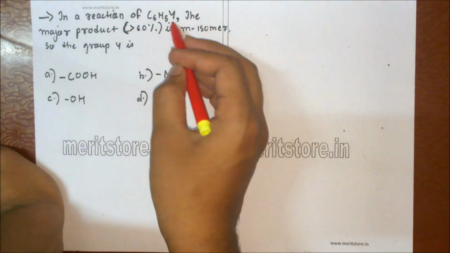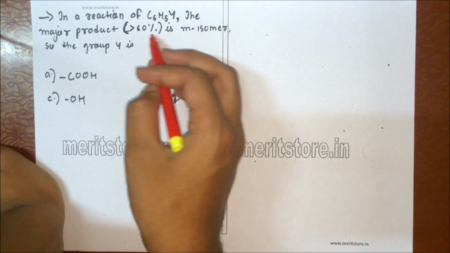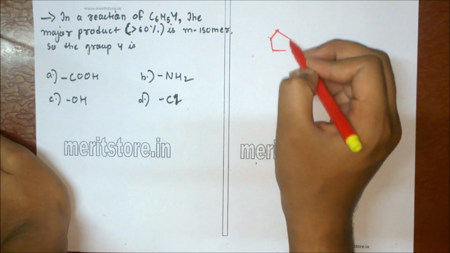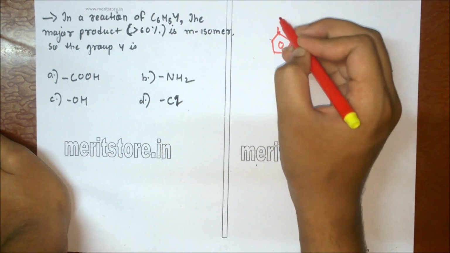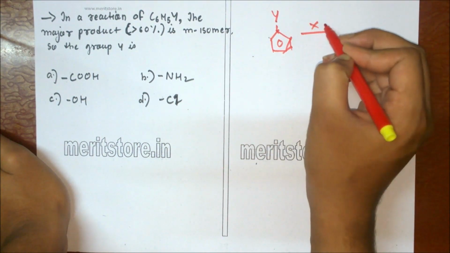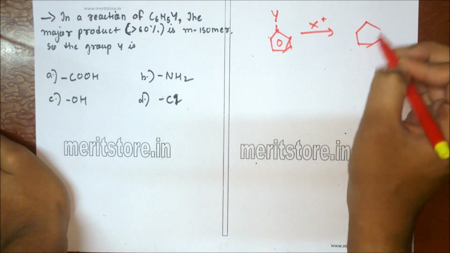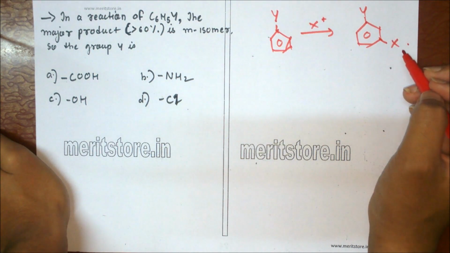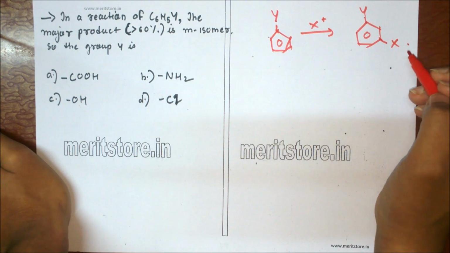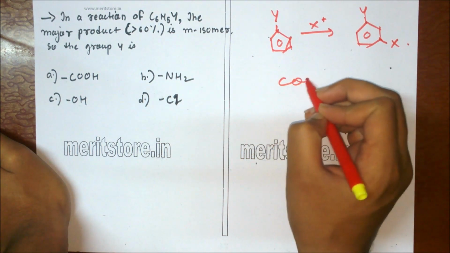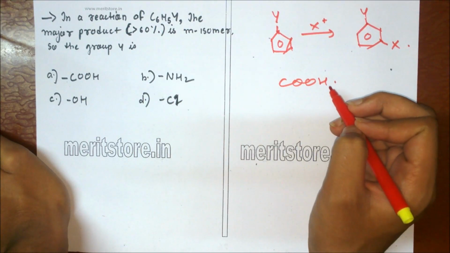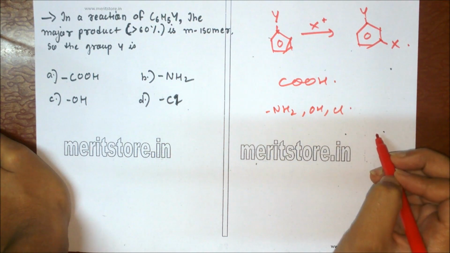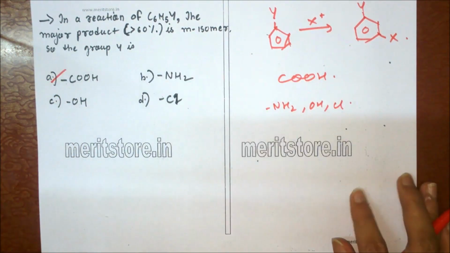In a reaction of C6H5Y, the major product, that is 60%, is the meta isomer. So the group Y is, the compound is a benzene ring attached to Y, X plus, and the reaction takes place in which we get a meta product. So we have to find which compound Y gives the meta isomer as the major product. So Y is carboxylic acid because it is a meta directing group, while NH2, OH, and Cl are ortho and para directing groups. So option A is the correct answer.